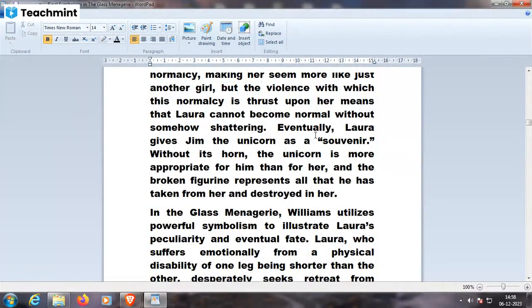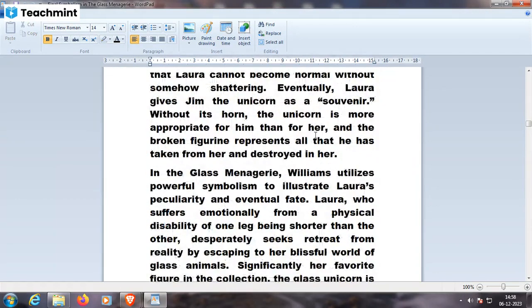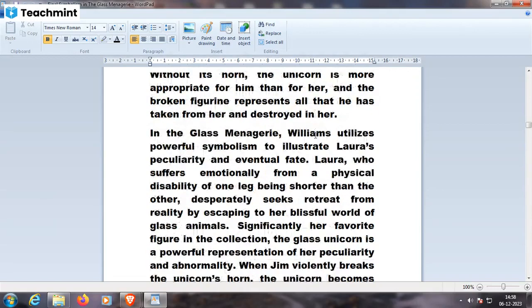So in glass miniature, Williams utilizes powerful symbolism to illustrate Laura's peculiarity and eventual fate. Laura, who suffers emotionally from a physical disability, one leg being shorter than the other, desperately seeks retreat from reality by escaping to a blissful world of glass animals. Significantly, her favorite figure in the collection, the glass unicorn, is a powerful representation of her peculiarity and abnormality.